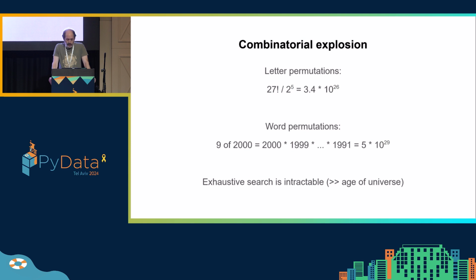Alternatively, we can look at word permutations. So we will need about 2,000 words, and if we choose 9 with order permutations, we get an even larger number of 10 to the 29. Either way, exhausting the search space is intractable. It will take us more time than the age of the universe. So we need another method. By the way, this doesn't take into account the symmetries of the cube, but it's interesting to discuss.